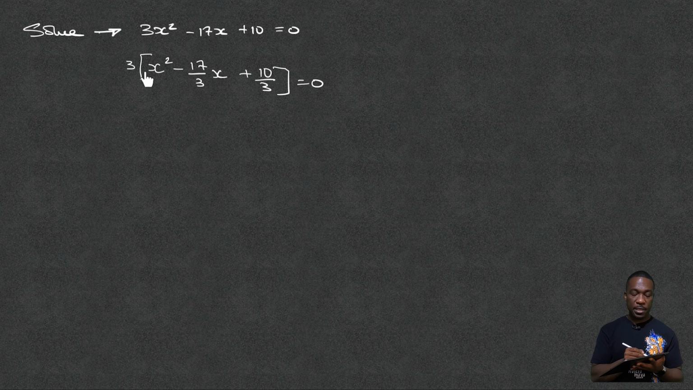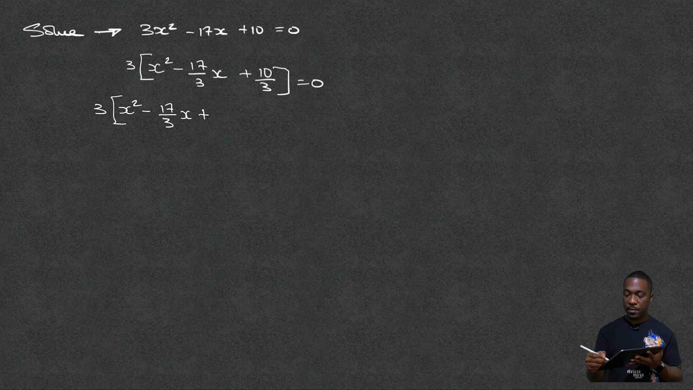Anyway, now that my coefficient of x is 1, I can now go ahead and complete the square inside of the big square brackets. So let's go. So the 3 is still outside there. X squared, take away 17 over 3x, add. Now I need to add something new in the equation, which is minus 17 over 6 all squared.